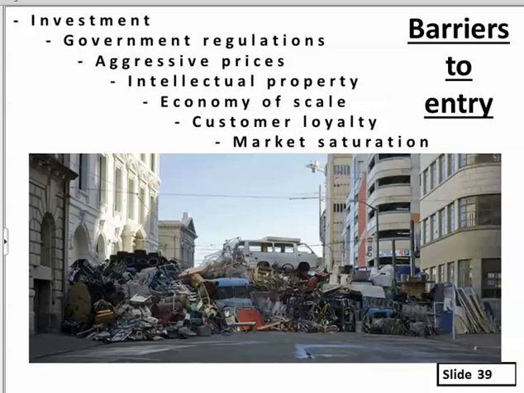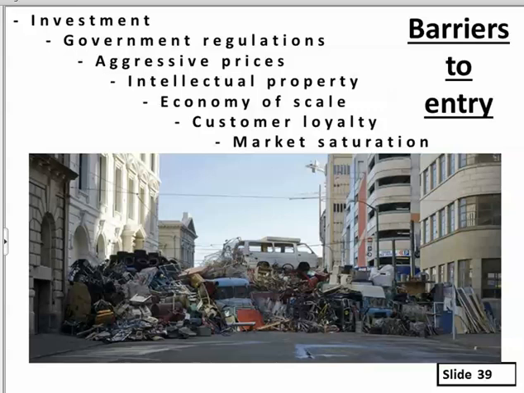Okay? What is customer loyalty? If the customers are so happy with their existing providers of their service or product that they will not leave them, they're really loyal to them, then what are they going to do? They're not going to leave them to come to you or to come to a new competitor. So all these things are barriers to entry.